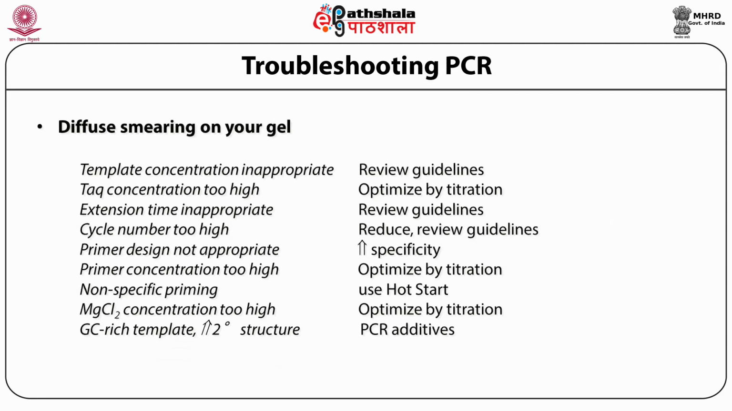Now, if template concentration is inappropriate, just optimize by titration. If extension time is inappropriate, or cycle number is too high maybe, then you have to reduce the cycle number. If primer designing is not appropriate, then go with the concentration. Non-specific priming, again optimize by titration. MgCl2 concentration is too high, again optimize by titration. If the template is GC-rich, then use the PCR additives. As I have already explained in my previous slide, if a sequence is GC-rich, you should add the additives.